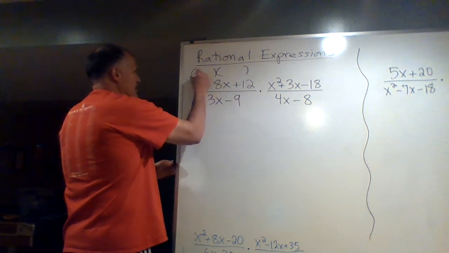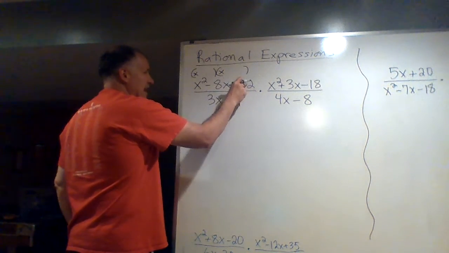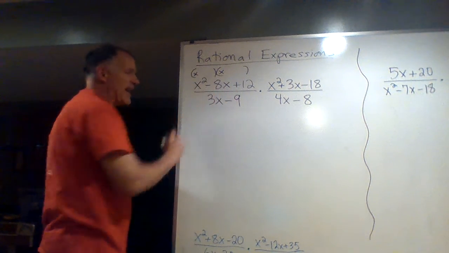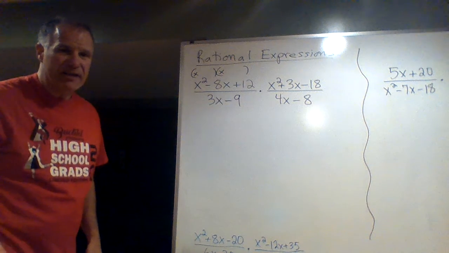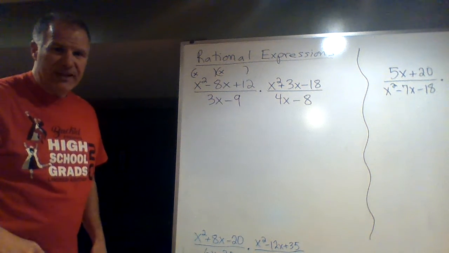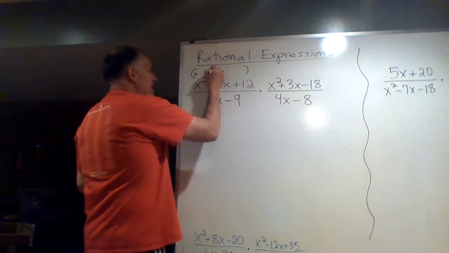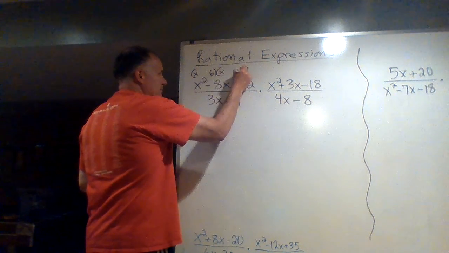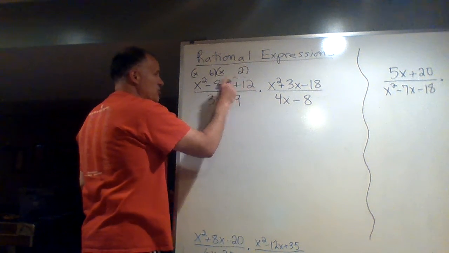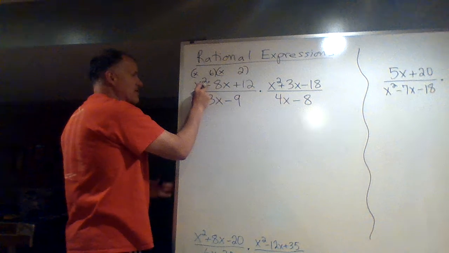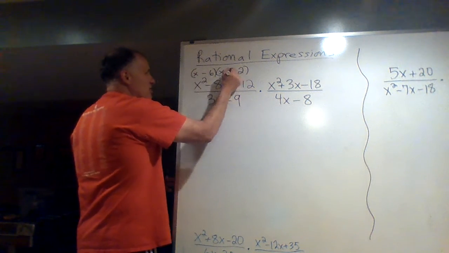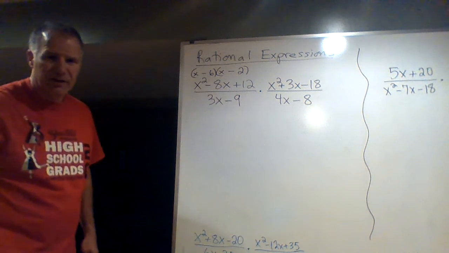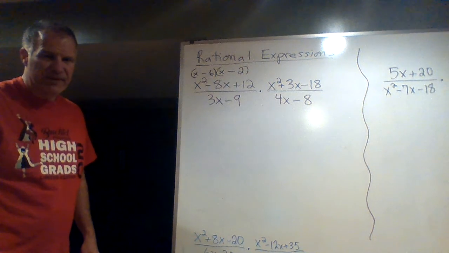So again, x and x. Now the factors of 12 that add up to 8. So what multiplies to make 12, that adds up to 8. That would be 6 and 2, right? 6 times 2 makes 12. 6 plus 2 makes 8. Now it's a negative 8, so both negative. Everybody see what we did there?